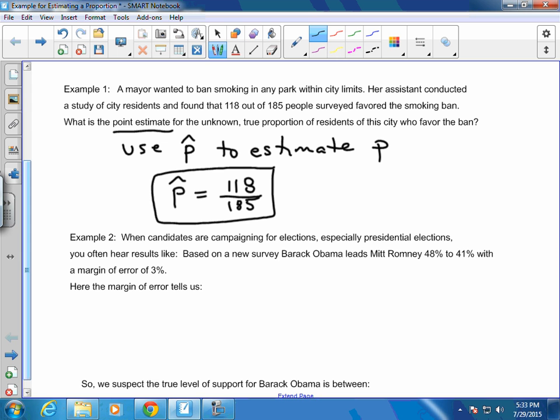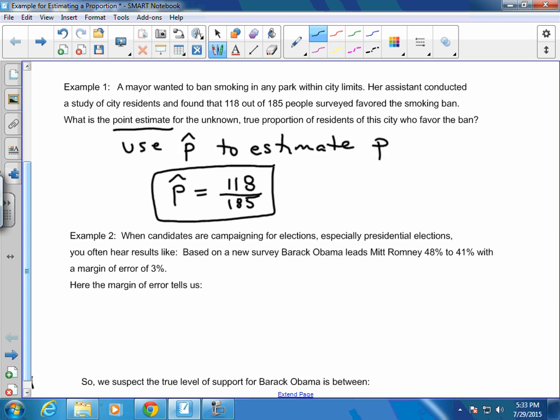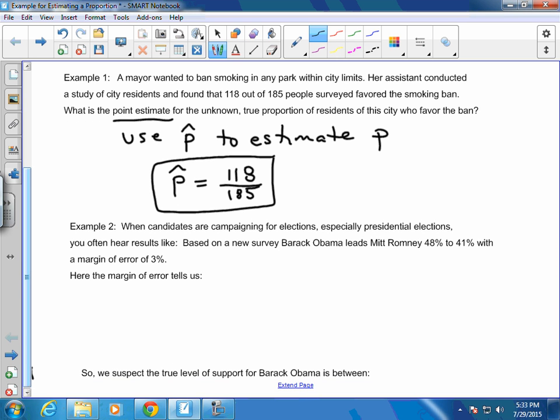The problem, as the book and the example and note template tell you, is that knowing p hat is 118 out of 185 doesn't really give us any idea of how close that likely is to the real population proportion. So when we want to talk about how close our point estimate, or our statistic, is to the parameter, we can do that by figuring out a margin of error.